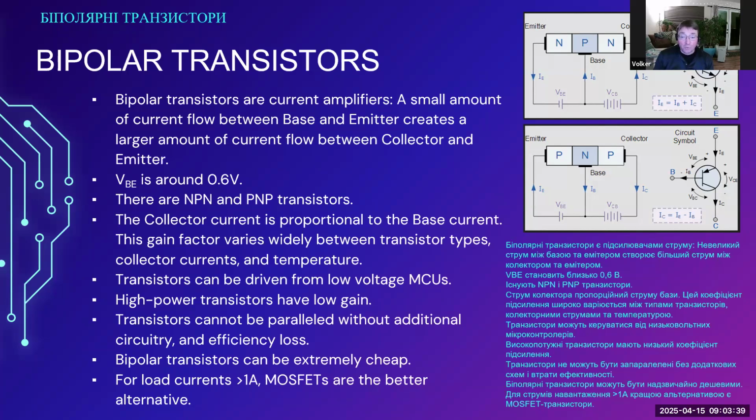The collector current is proportional to the base current. I mentioned that it is a current amplifier. This is a gain factor. So it is proportional. A small base current creates a larger collector current. Both currents end up in the emitter. The ratio of smaller base current to bigger collector current is called the gain factor.